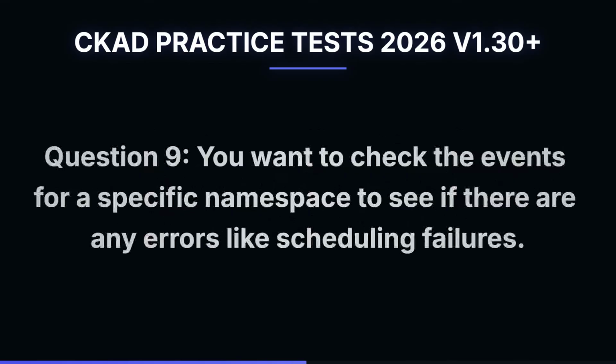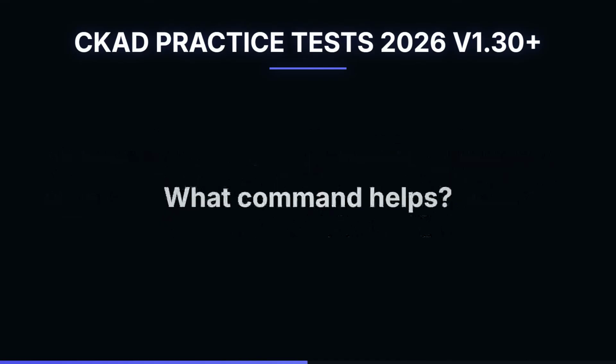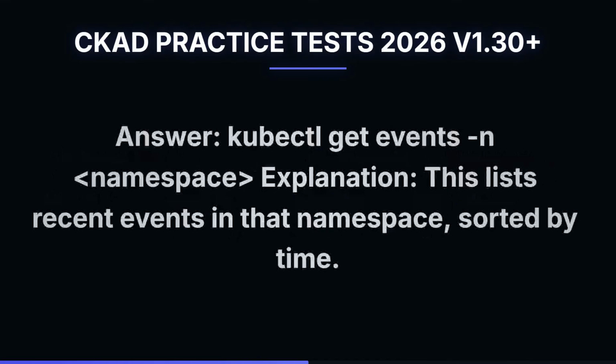Question 9. You want to check the events for a specific namespace to see if there are any errors like scheduling failures. What command helps? Answer: kubectl get events -n <namespace>. Explanation: this lists recent events in that namespace, sorted by time.